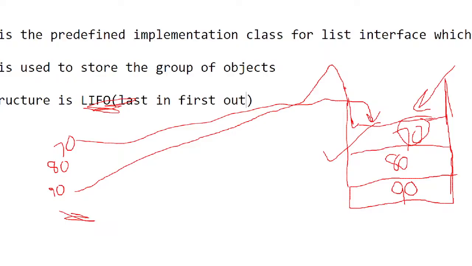In all browsers, whatever URL you search first will be at the bottom of that data structure, and the latest URL will be available at the top of that data structure. Okay, fine.